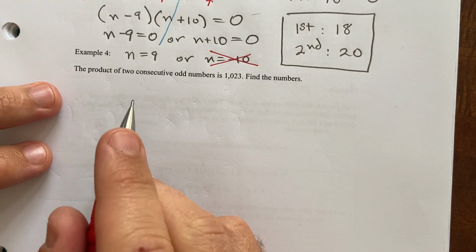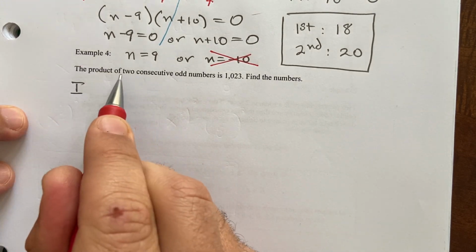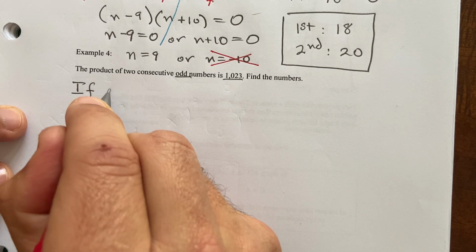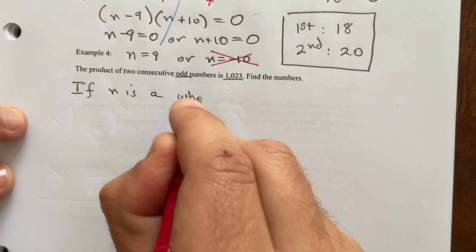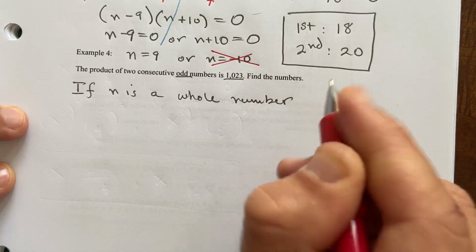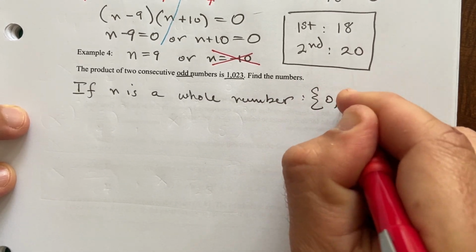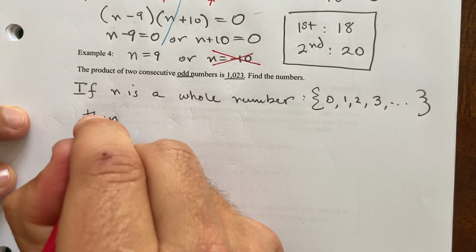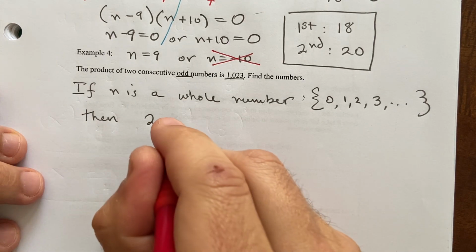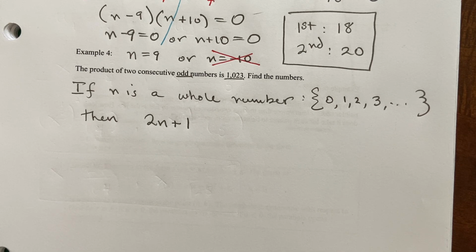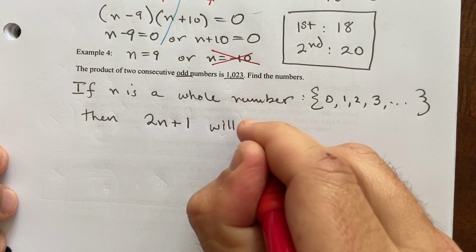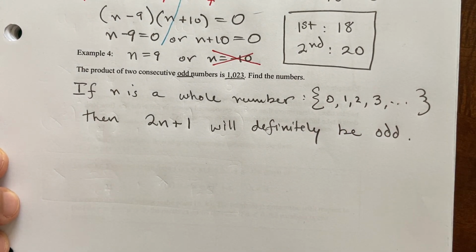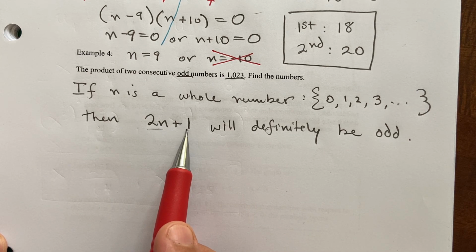Example 4, similar problem. So in this case, it's talking about odd numbers, and their product is 1023. So again, if n is a whole number, meaning 0, 1, 2, 3, and so on, then 2n will be even, so 2n plus 1 would naturally be odd. Keep in mind 2n is even, so if you add 1 to even, you get an odd.